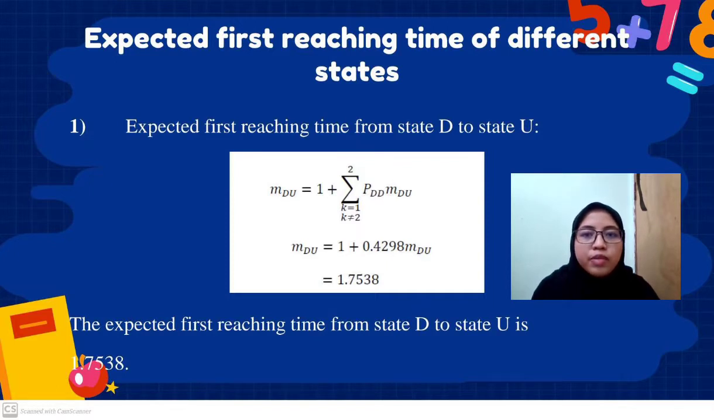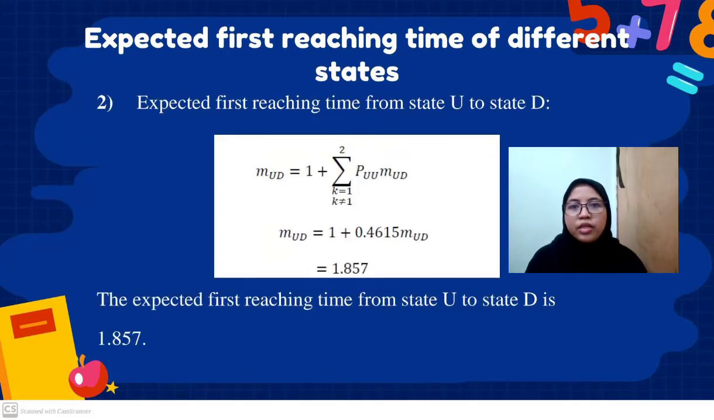First, we calculate the expected first switching time from state D to state U. It is equal to 1 plus the probability of state D to state D, which is 0.4298, times m_DU. So the expected first switching time from state D to state U is 1.7538.